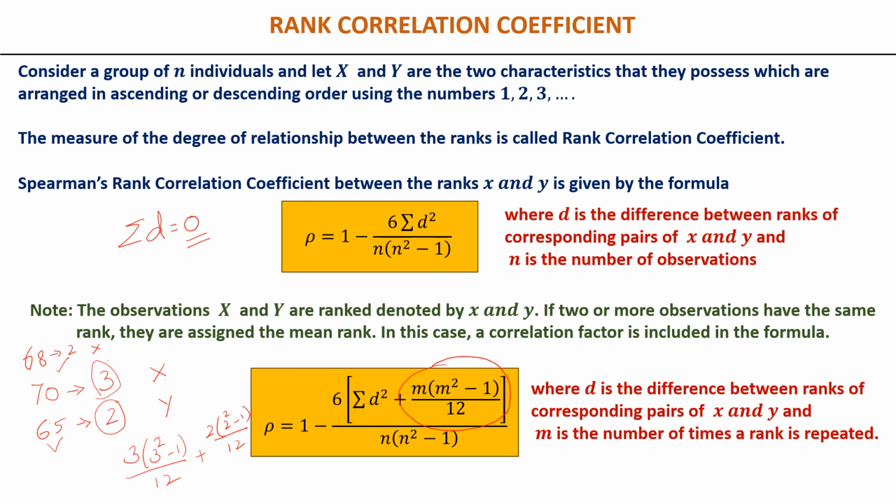That also will contribute to one more term, 2 into 2 square minus 1 by 12. So what I'm trying to say is, depending on the number of times a particular mark or rank is repeated, so many correction factors you will have. If there are three numbers that are repeating, then you will have three correction factors, and all those correction factors have to be added and added to sigma d square, and only then that sum is multiplied by 6.